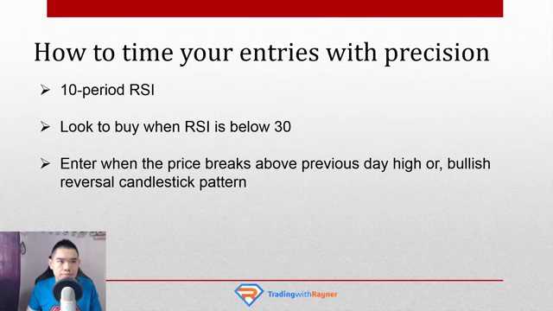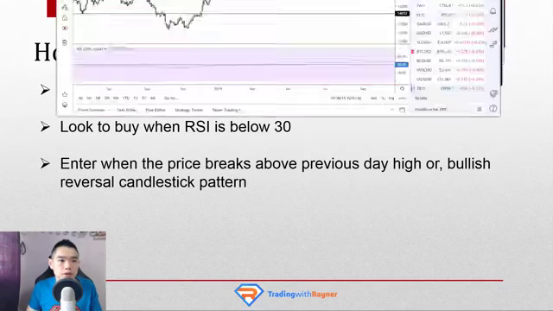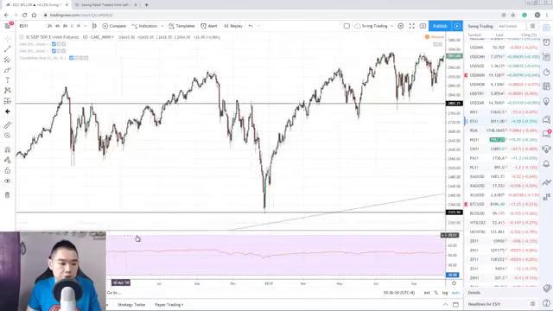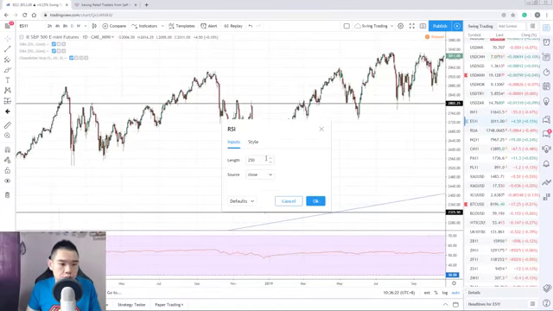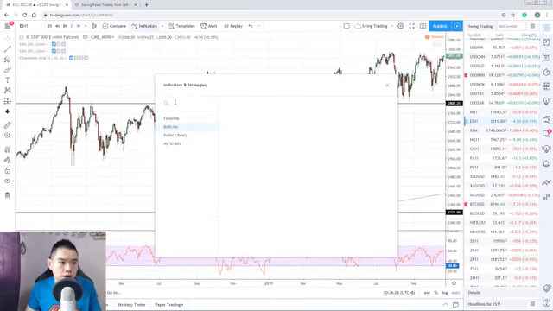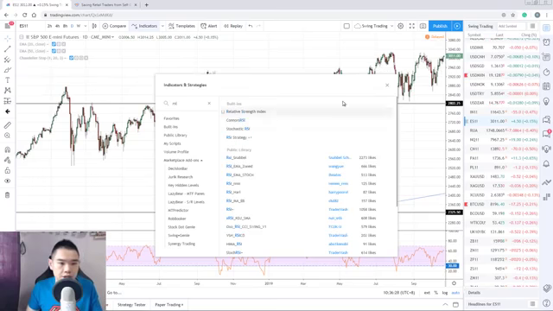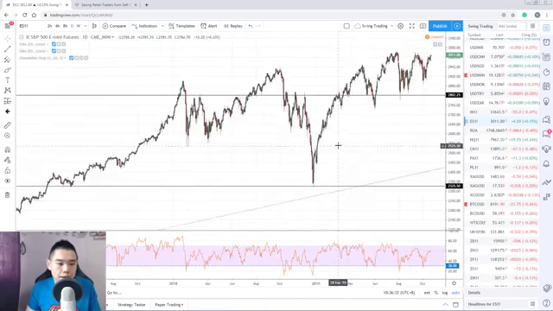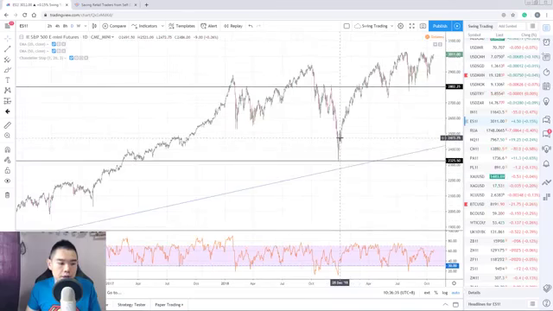So let me share with you a few examples. What I'm going to look at is, needless to say, the stock market. Let's have a look at the S&P 500. Okay, so again, I'm going to change this to 10-period RSI. This is on TradingView. You can just go to indicators, look for RSI here, and insert it into the charts. Okay, so what I'm going to do is zoom out a little bit and highlight to you the times when the RSI dips below 30.